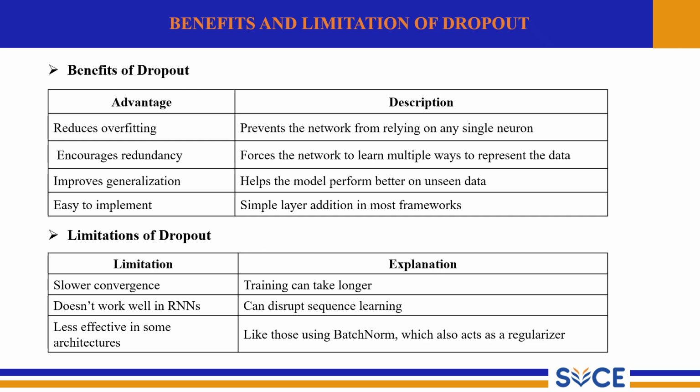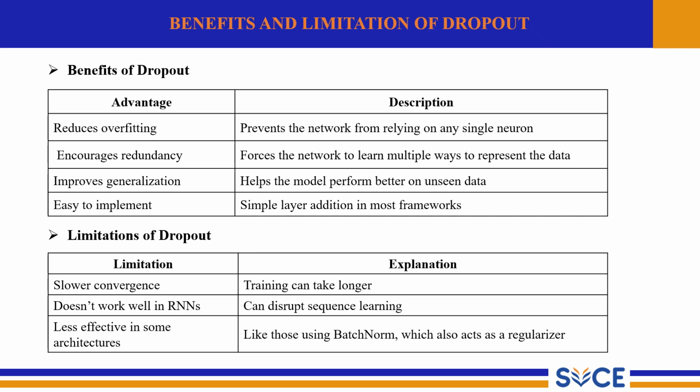Limitations of dropout. First one is slower convergence. Because the network is constantly changing during training, it may take longer to converge. Second one is reduced training accuracy. Dropout can slightly lower accuracy on the training set, though it improves performance on test data. Third one is not always effective. In some architectures like batch normalized networks or very small models, dropout may offer little benefit.